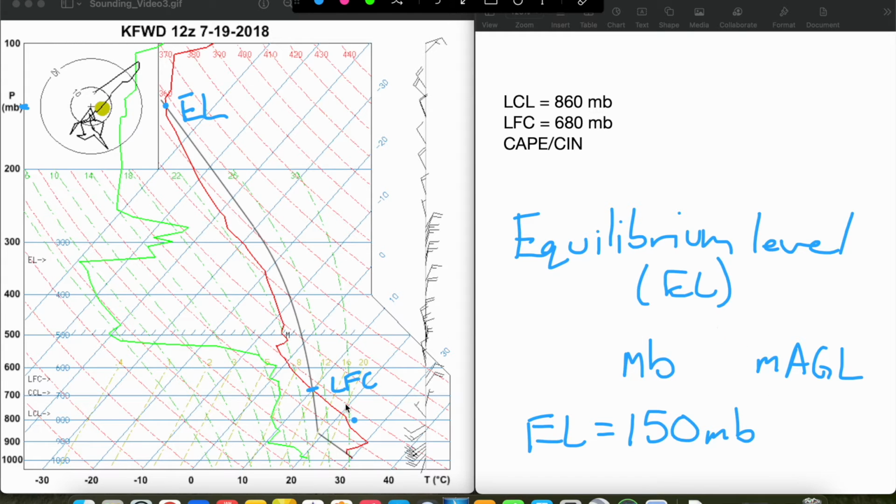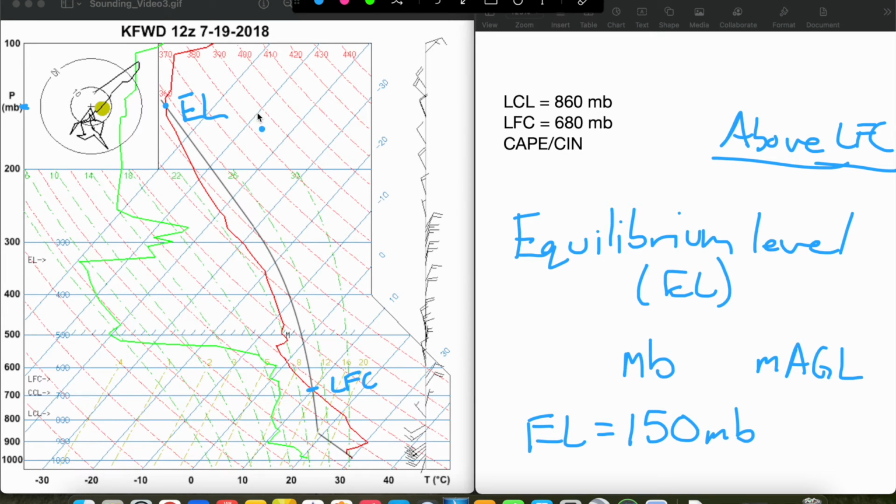Now, the equilibrium level is always going to be a point above the LFC. It's basically going to be the top of the positive area of CAPE, whereas the LFC is going to be the bottom bound of the area of positive CAPE here. And it's a decent estimation of thunderstorm tops, how high a thunderstorm top can go, because it's basically the upper extent of where the parcel is buoyant.